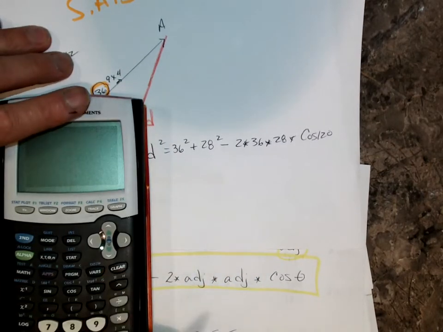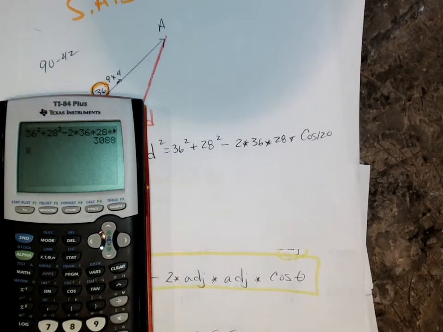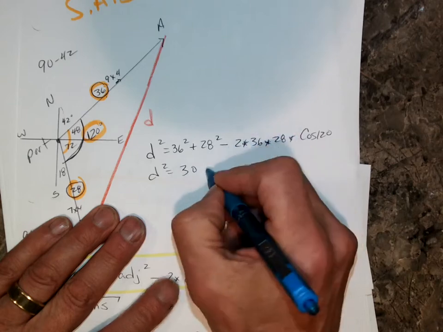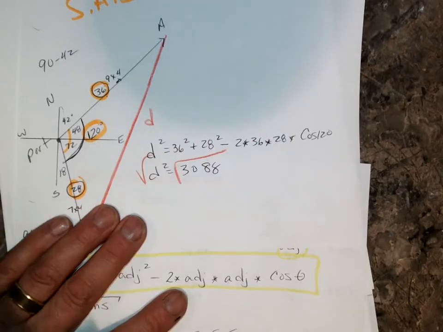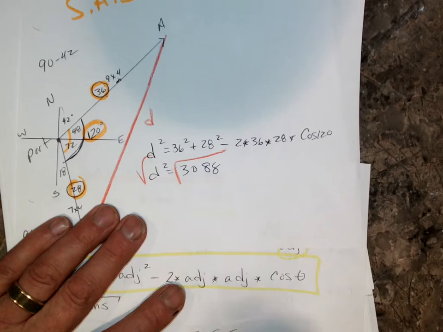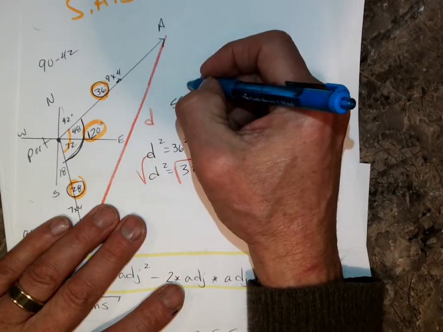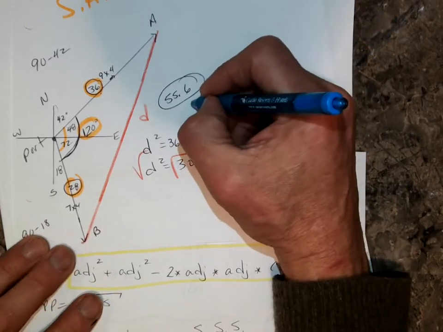So clear, I'm going to go with 36 squared plus 28 squared minus 2 times 36 times 28 times the cosine of 120, okay? And I get this answer, but I'm going to take the square root of that, all right? So I got d squared equals 3088. Take the square root of that answer. And I get about 55.6. Okay, there you go. And that's the answer for how far apart they are in terms of nautical miles.